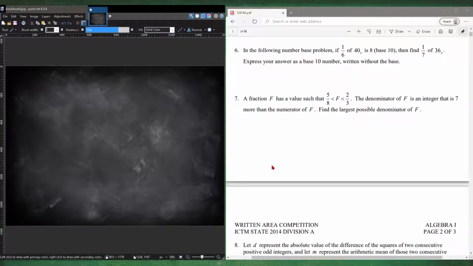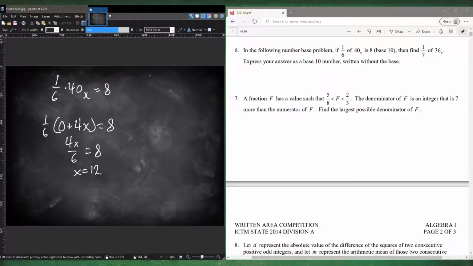Number 6. In the following number base problem, if 1/6 of 40 base x is 8, okay, so we know that 1/6 of 40 base x is equal to 8. So 40 base x, 0 is going to be our constant. Our linear is 4, so 4 times x. And then we multiply that by 1/6, equal to our 8. So that tells us that 4x divided by 6 is equal to 8. So that's 48 divided by 4 is 12.